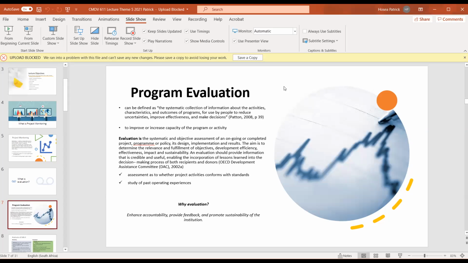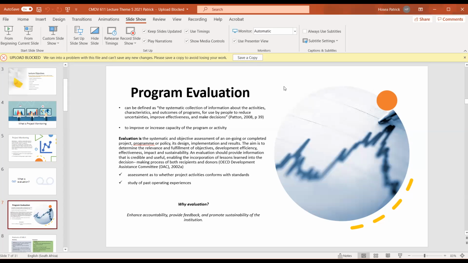So why do we evaluate? We evaluate to enhance accountability, right? To provide feedback, to promote sustainability of the institution. I want to talk about enhancing accountability in that space because we are conscious of the fact that our project activity will be assessed at the end of the day. People are more responsive, more responsible because they know that we need to report to a particular head in the hierarchy, right? So it enhances accountability.